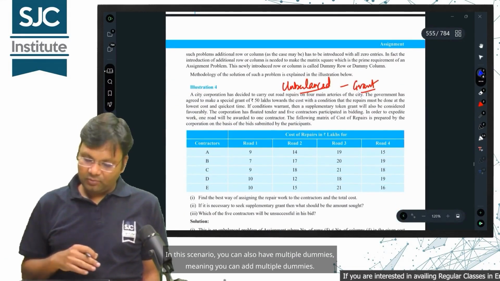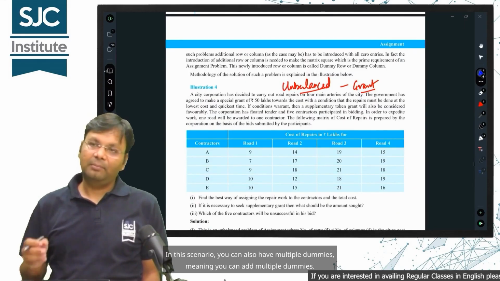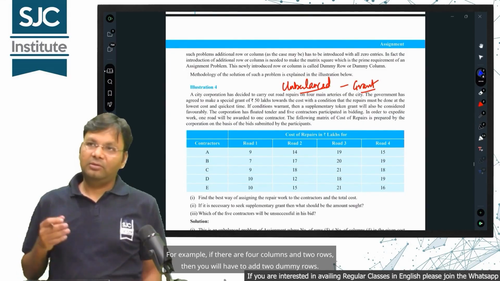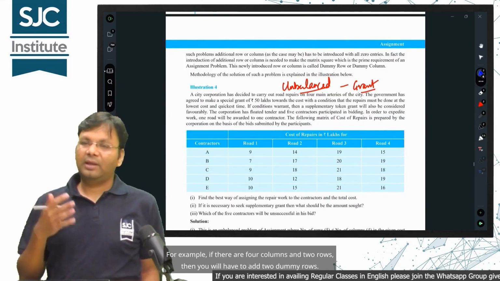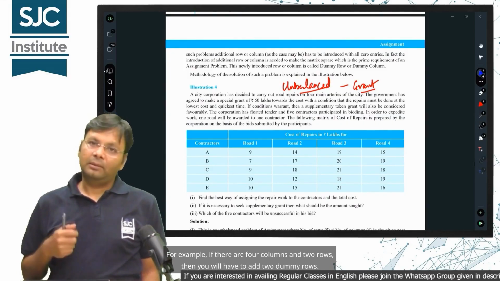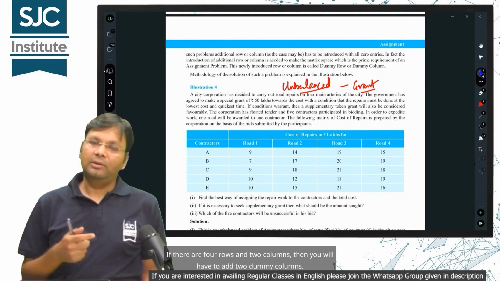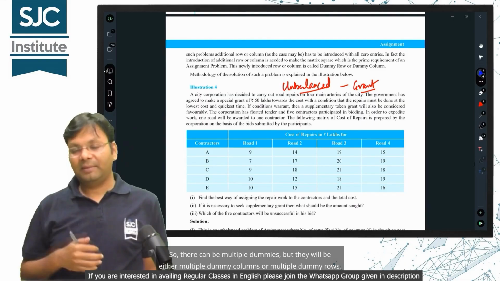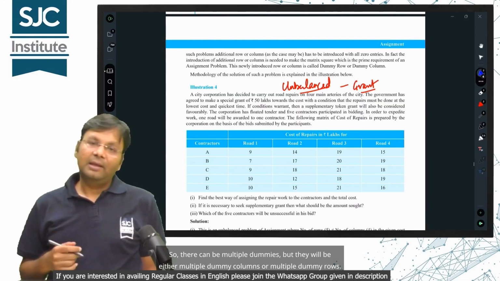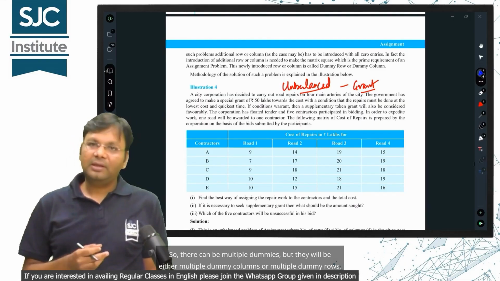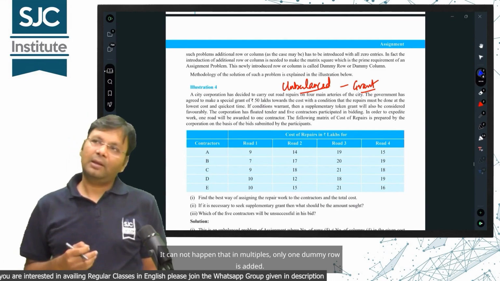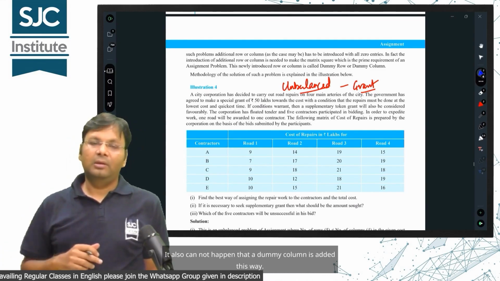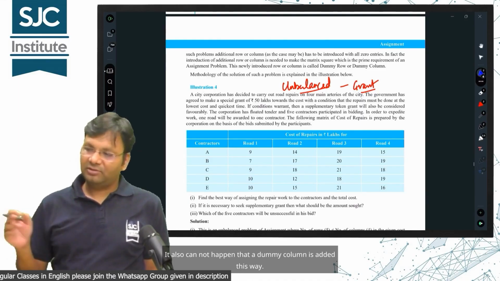In this scenario, you can also have multiple dummies. For example, if there are 4 columns and 2 rows, then you will have to add 2 dummy rows. If there are 4 rows and 2 columns, then you will have to add 2 dummy columns. So, there can be multiple dummies, but they will be either multiple dummy columns or multiple dummy rows. It cannot happen that in multiples, only one dummy row is added. It also cannot happen that a dummy column is added this way.